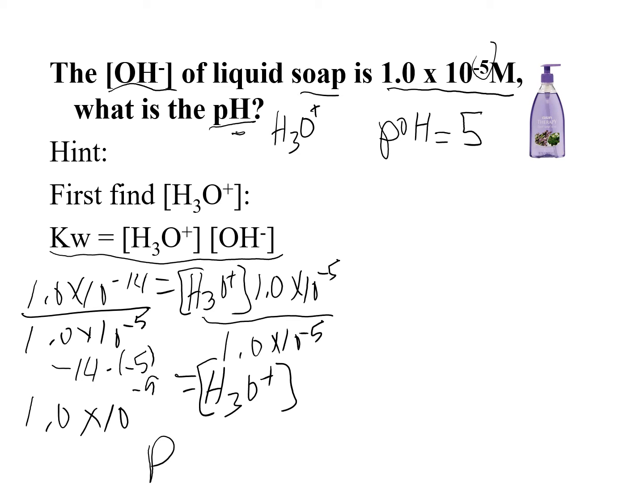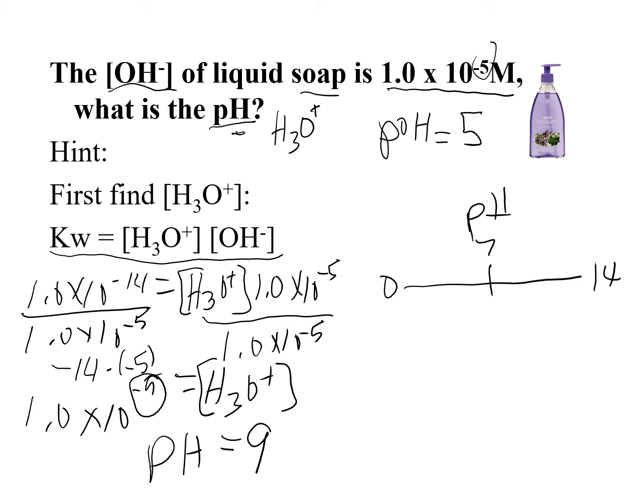So my pH is, again, we can just take my exponent and make it positive. pH is 9. Now there is a shortcut way you could do this. Our pH scale goes from 0 to 14, with 7 in the center being neutral. So whatever value I have for pH and pOH, it has to be 14 when I add those two numbers up together. So pH plus pOH is equal to 14.